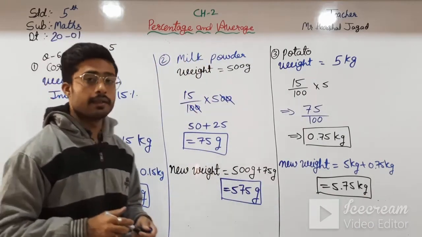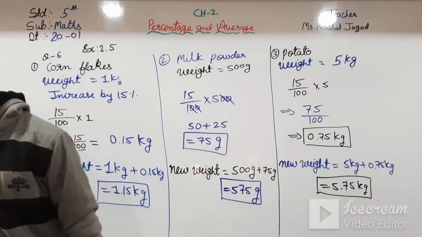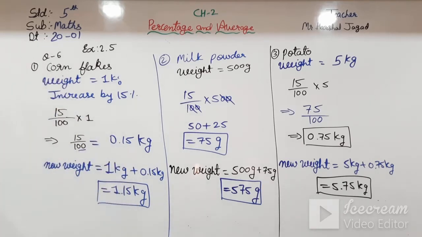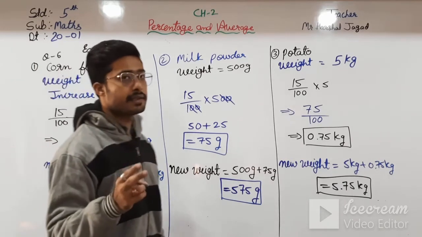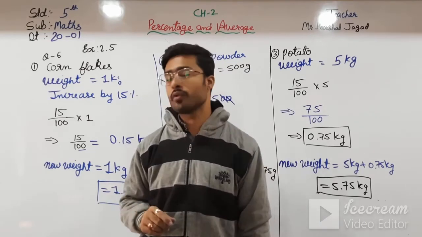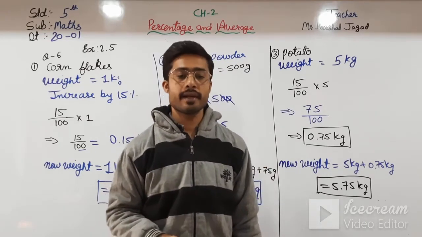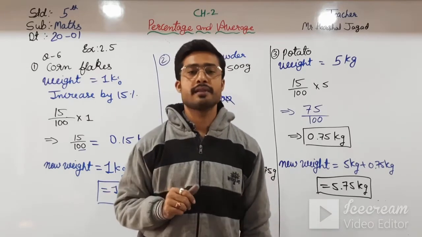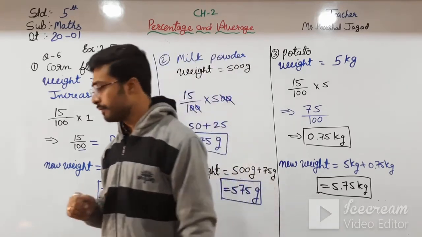And the fourth one, which is washing powder of 2 kg, you have to do by your own. Okay students, and we will move towards our new topic, that is average. So first of all, you note down this. I am just giving you some time.